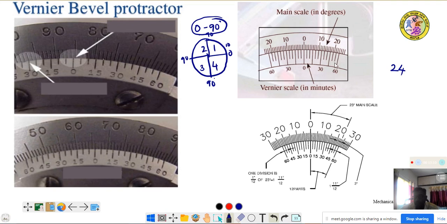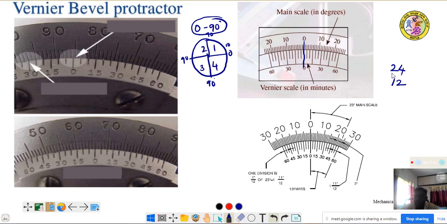You can observe here, 1, 2, 3, 4, 5, 6, 7 up to 24 divisions are there. Each side there are 12 divisions. 24ರಲ್ಲಿ ಒಂದು ಕಡೆ 12 divisions ಇರುತ್ತೆ, ಇನ್ನೊಂದು ಕಡೆ 12 divisions. This is zero line. Forget about this line. This is zero line. From 0, 1, 2, 3, up to 12. Like that, this is also zero line.